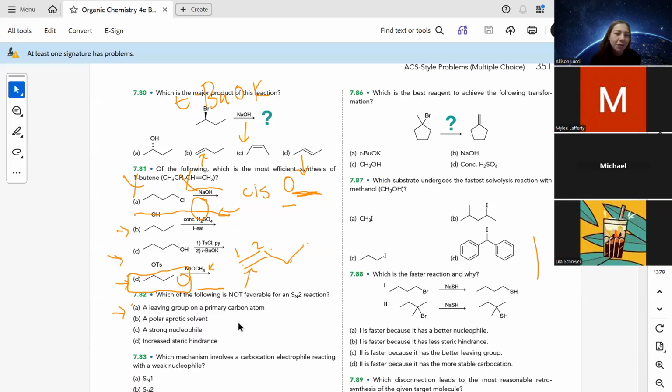And a strong nucleophile, if you recall, SN1 uses weak nucleophiles without permanent charge, such as water, ethanol, or methanol. They're still nucleophiles and can perform SN1 reactions, but we generally need a stronger nucleophile. A strong nucleophile has a permanent charge, like OH, ethoxide, methoxide, things of that nature. So again, answer choice D, the increase in steric hindrance, will be unfavorable for an SN2 reaction.